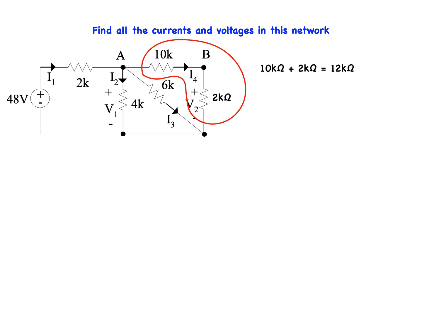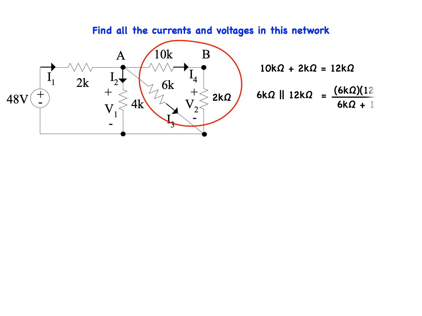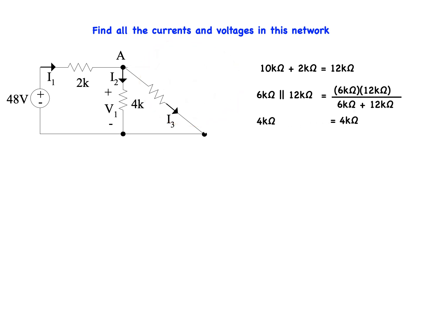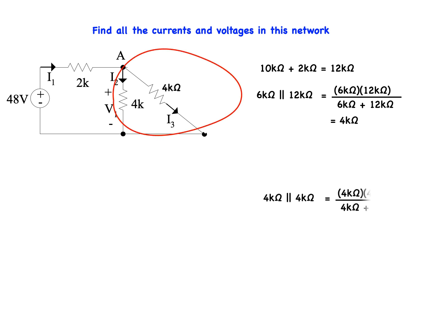Continuing with the same approach, the 10K and 2K ohm resistors are in series, which gives us 12K ohm, and that combination is in parallel with the 6K ohm resistor, yielding 4K ohm. Continuing with the same logic, the resultant 4K and existing 4K ohm resistors are in parallel, which gives us 2K ohm, and that reduces the network to this.